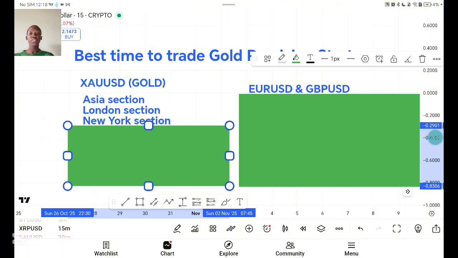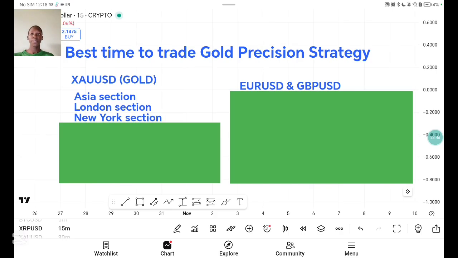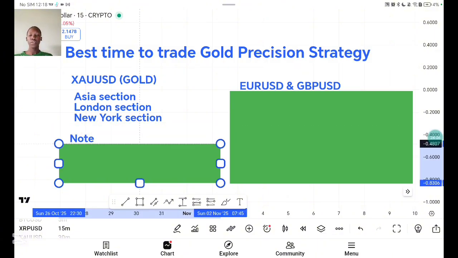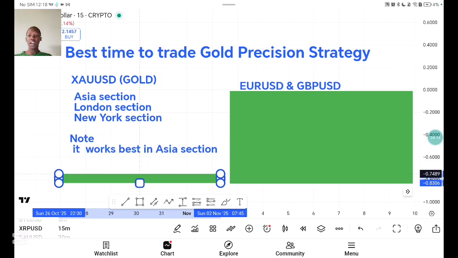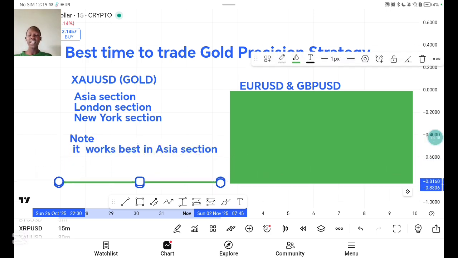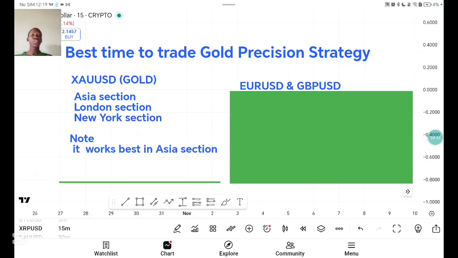This shows that the gold position strategy works in all sessions. This is just to tell you that it works in all sessions. But now I've added another keyword below it: what's uncovered. Guys, you should begin holding your pen and a notebook. Now let's read what the note is saying. It works best in Asian session. So if you want to trade gold positions the best, trade Asian session.